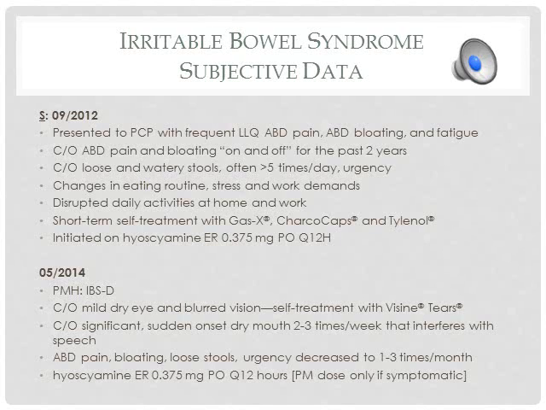The data from May 2014 includes the past medical history of the diagnosed diarrhea predominant IBS. The patient complained of mild dry eye and blurred vision that she self-treated with Visine. She also complained of significant sudden onset dry mouth 2 to 3 times per week that interfered with her speech. She stated that her abdominal pain, bloating, loose stools, and urgency had decreased to 1 to 3 times per month. She continues to take her hyoscyamine ER 0.375 milligrams by mouth every 12 hours. However, she only takes the PM dose if she experiences symptoms.